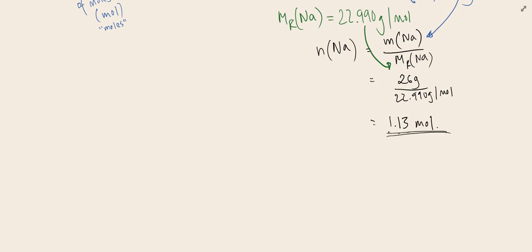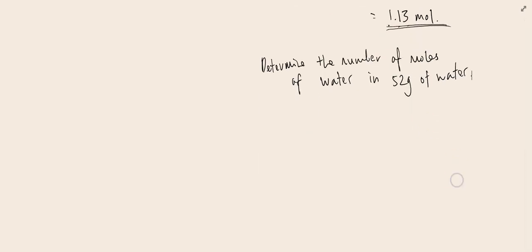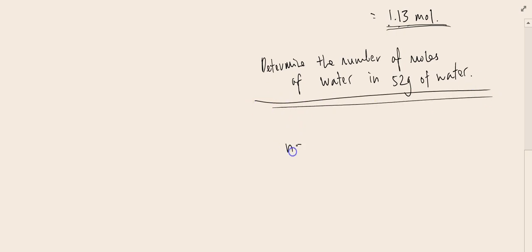So how about another question? Determine the number of moles of water in 52 grams of water. Alright, so I'm just going to quickly whiz through the calculations, following a lot of the principles that have already been discussed in this video and previous videos. So we're going to be using this equation again. Do we have this? Do we have this? Well, the mass of water we know is 52 grams.